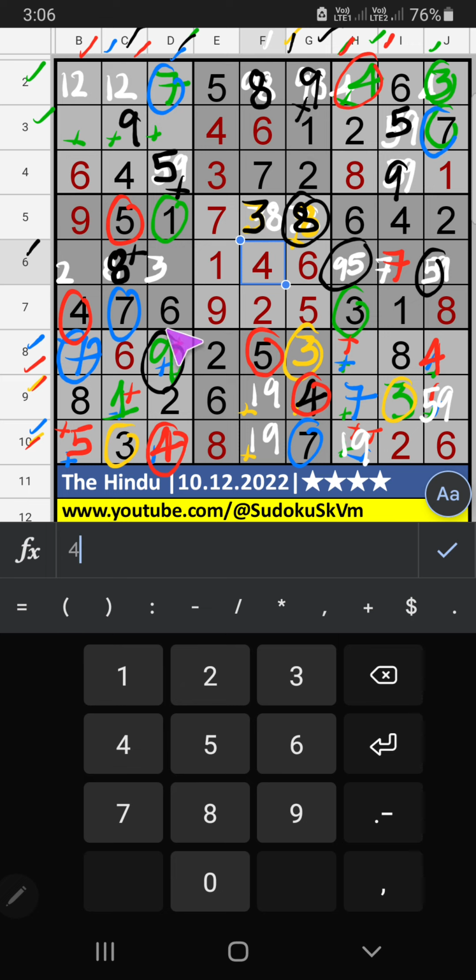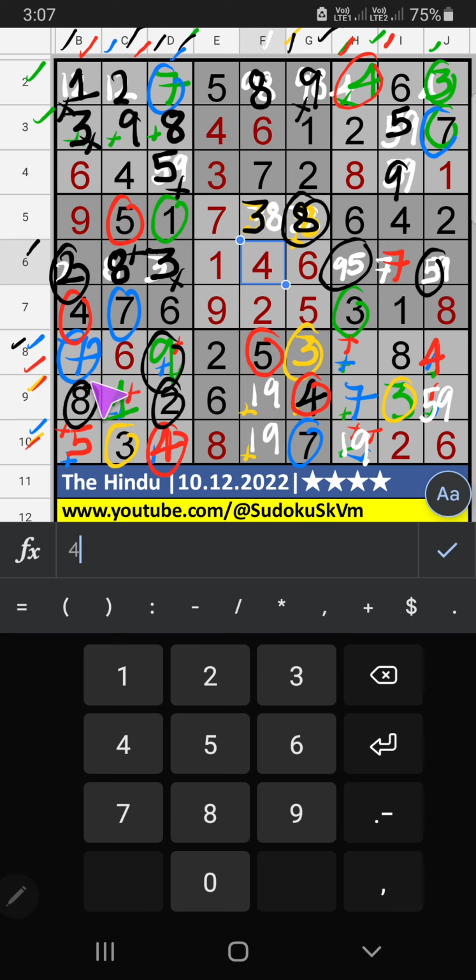Then 4th grid, 2 numbers are remaining, 2 and 3. Column D, we have 2. So 2 can't come in the cell, 2 is confirmed here. Then 3 is here. Column B, we have 2. So 2 can't come in the cell, 2 is confirmed here. Then 1 is here. First grid, 2 numbers are remaining, 3 and 8. Column B, we have 8. So 8 can't come in the cell, 8 is confirmed here. And then 3 is here.